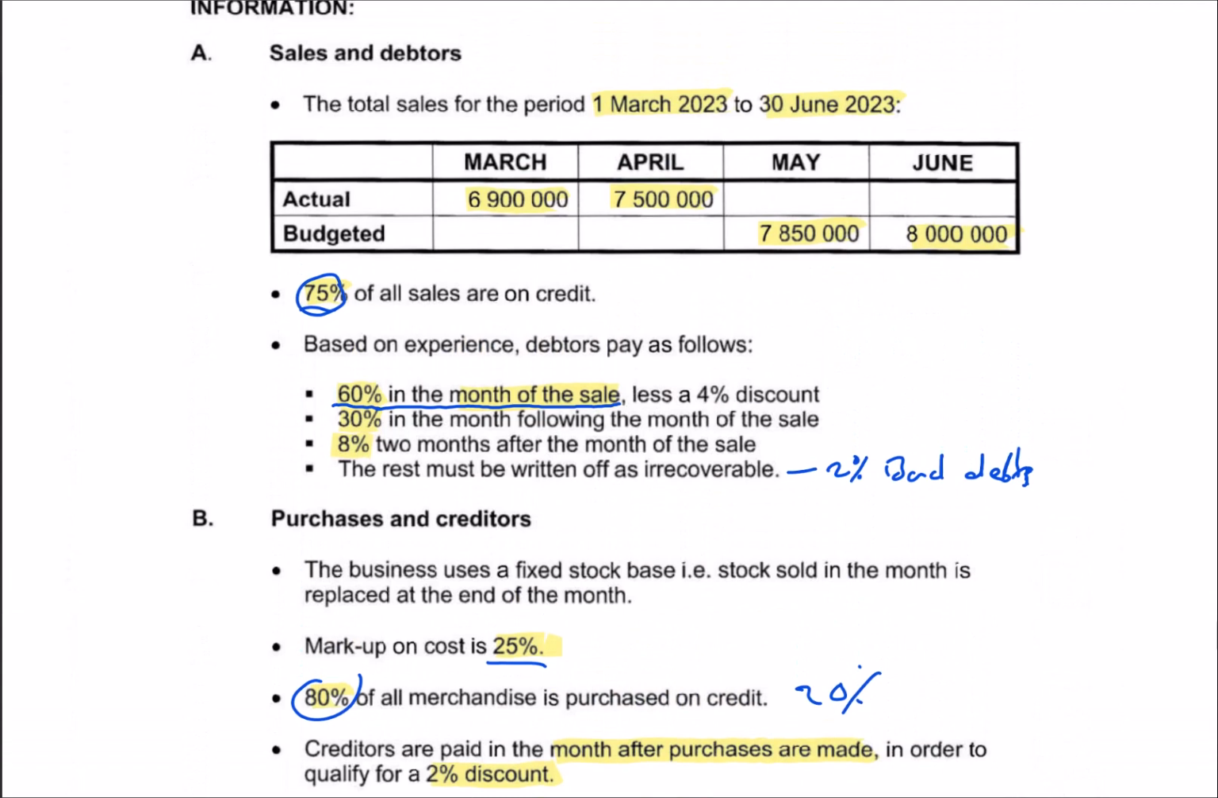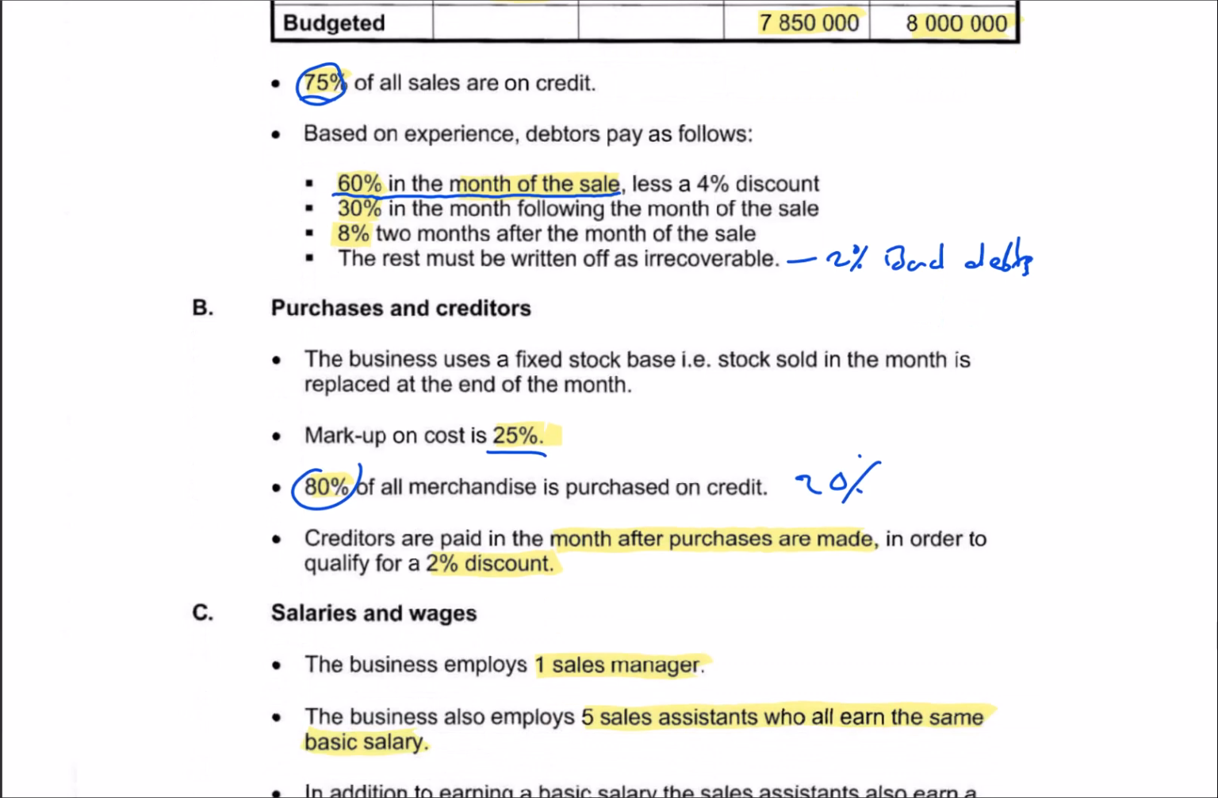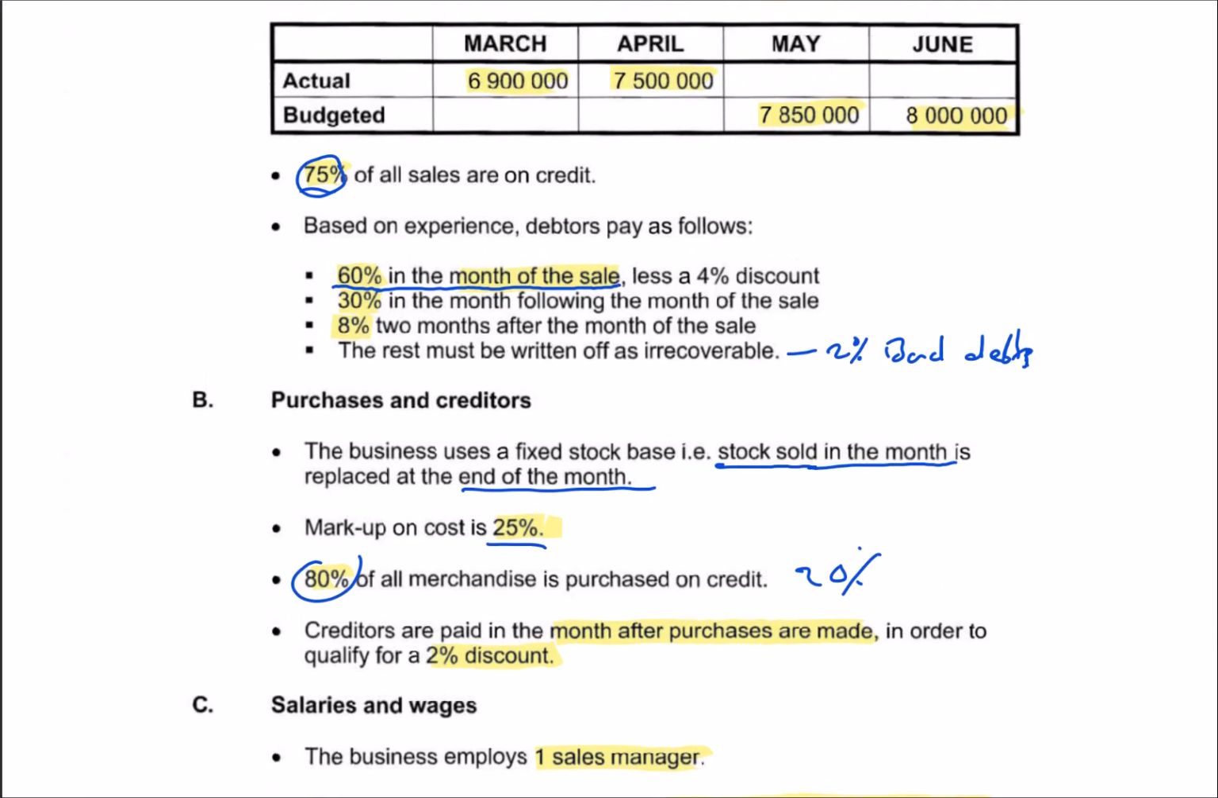So in June, you're looking to sell 8 million. The business uses a fixed stock base, and stock sold in the month is replaced at the end of the month. So how much was replaced in June? That's the first thing that we need to calculate: the value of stock that we sold in June that we need to replace. How do you find it? You need to remove the markup, calculate the 100% of what was sold to get the cost price.